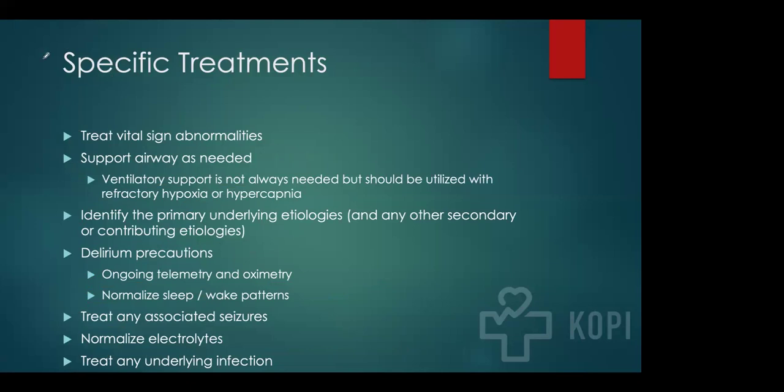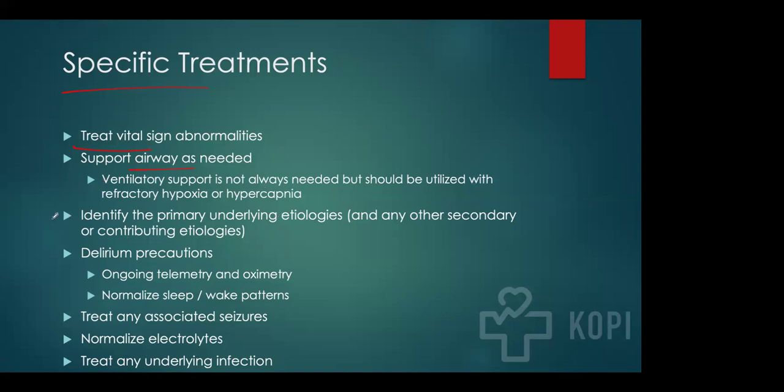So when you're talking about specific treatments for altered mental status, I want broad strokes. Generally, I want you to remember to treat vital sign abnormalities. If patients have vital sign abnormalities, try to support them, reassess what their vital signs are after an intervention, and come back to whether the abnormality is persistent or if it's improved with interventions. Okay. I also want you to support their airway as needed, but that does not always mean that you're going to intubate or ventilate the patient.